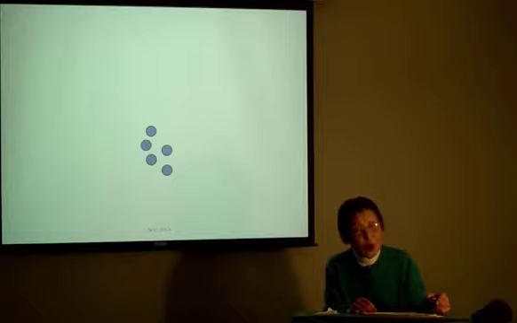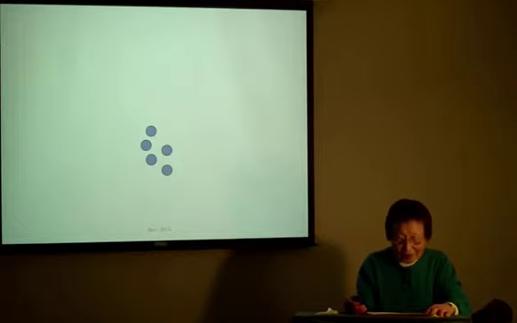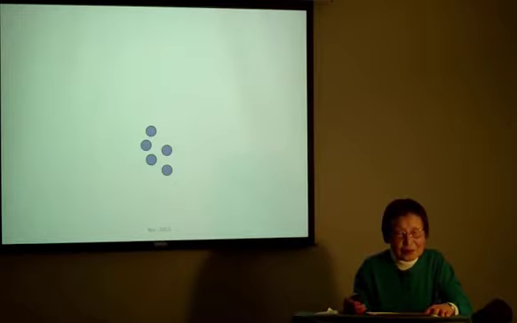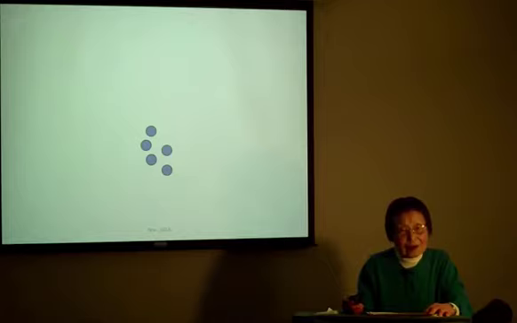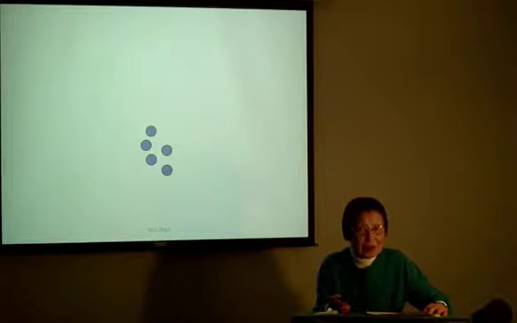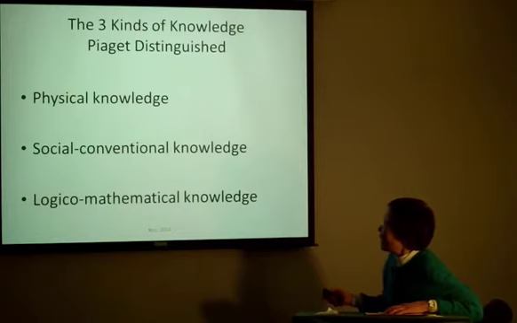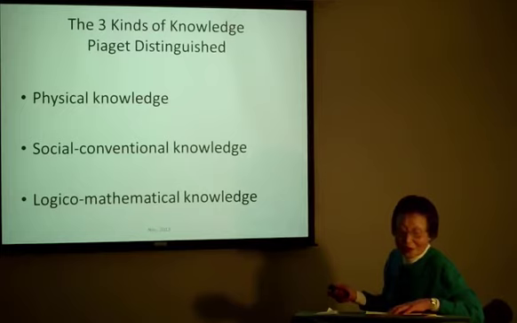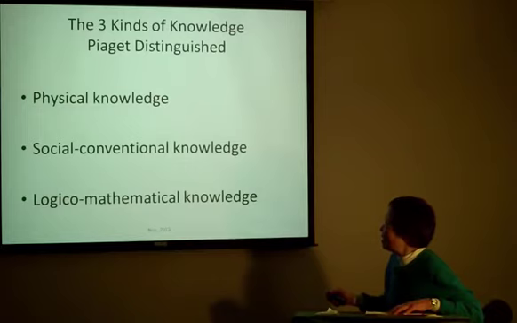Now, why is it impossible for four-year-olds to learn how to count five objects correctly? And the answer lies in Piaget's theory about logical mathematical knowledge, which he studied scientifically for more than 50 years. And he made a fundamental distinction among three kinds of knowledge according to their ultimate sources. And the three kinds are physical knowledge, social conventional knowledge, and logical mathematical knowledge. And I will try to explain each one of them.